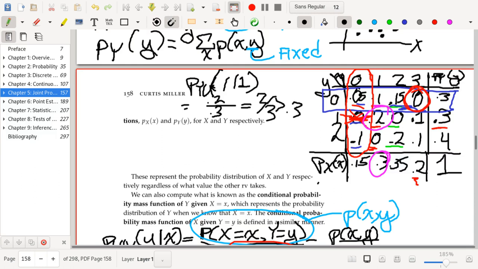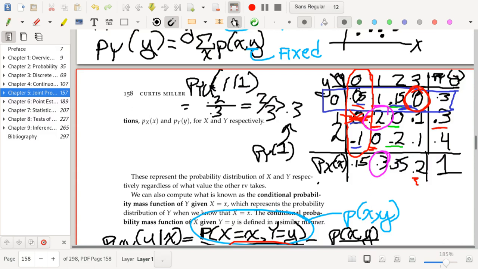Which for what it's worth is greater than 0.3, the marginal probability mass function of y at 1. So basically what you're saying with this is that if X is 1, it's more likely that Y will be 1 as well.